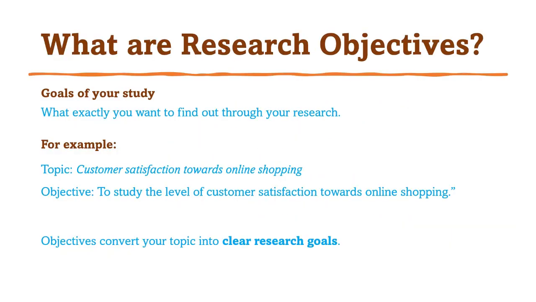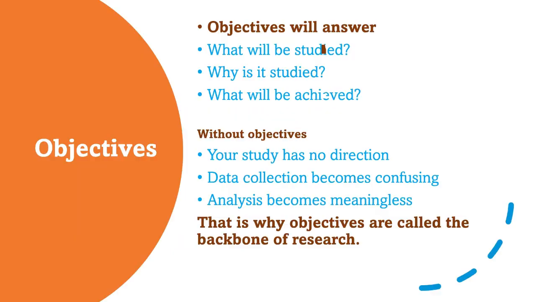First, let's understand what research objectives are. Research objectives are the goals of your study. They explain what exactly you want to find out through your research. In simple words, objectives answer the question, what do I want to study and why? For example, if your topic is customer satisfaction towards online shopping, then your objective will be to study the level of customer satisfaction towards online shopping. So, my dear friends, objectives convert your topic into clear research goals.